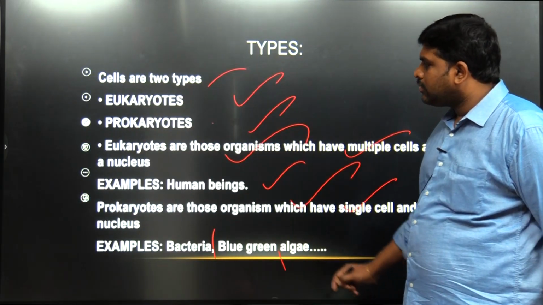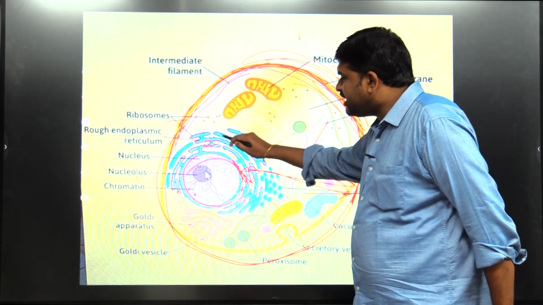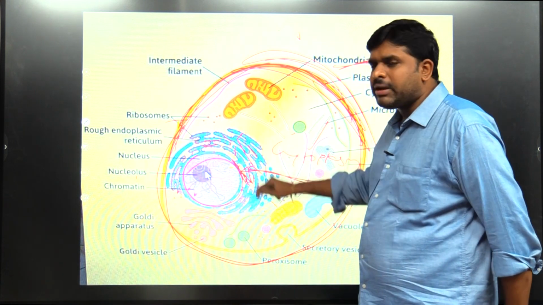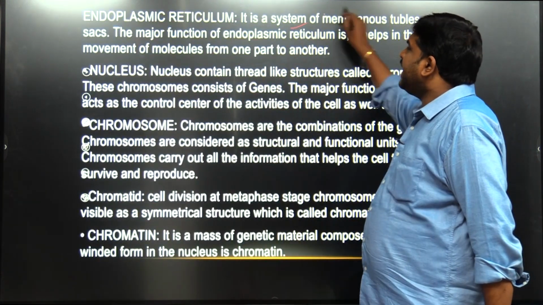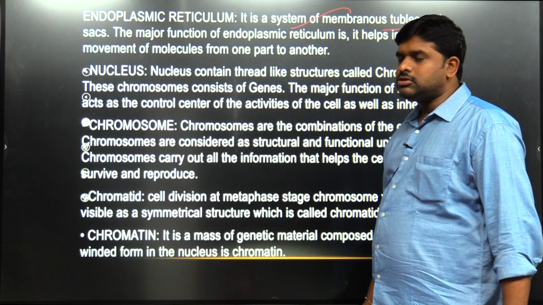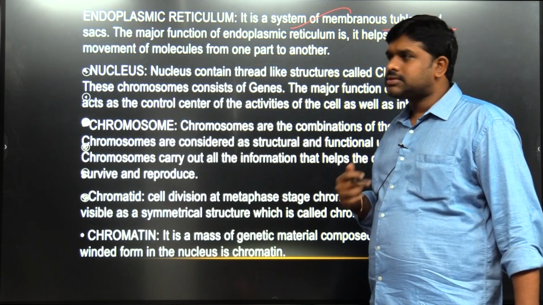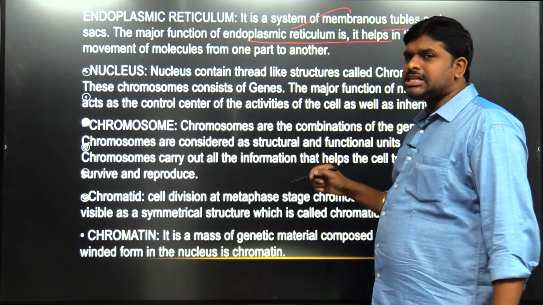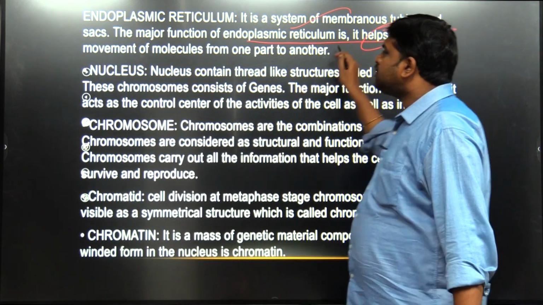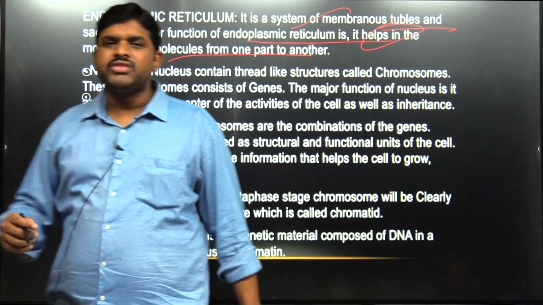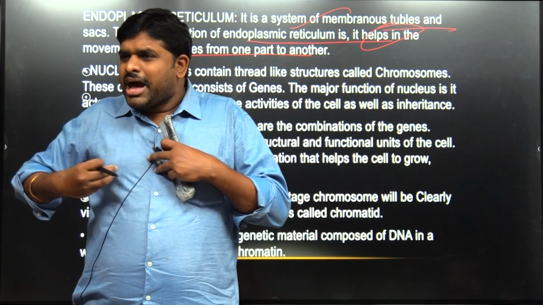Endoplasmic reticulum. This is called a bridge-like structure. It is a system of membranous tubules and sacs. The major function of endoplasmic reticulum is that it helps in the movement of molecules from one part to another part.